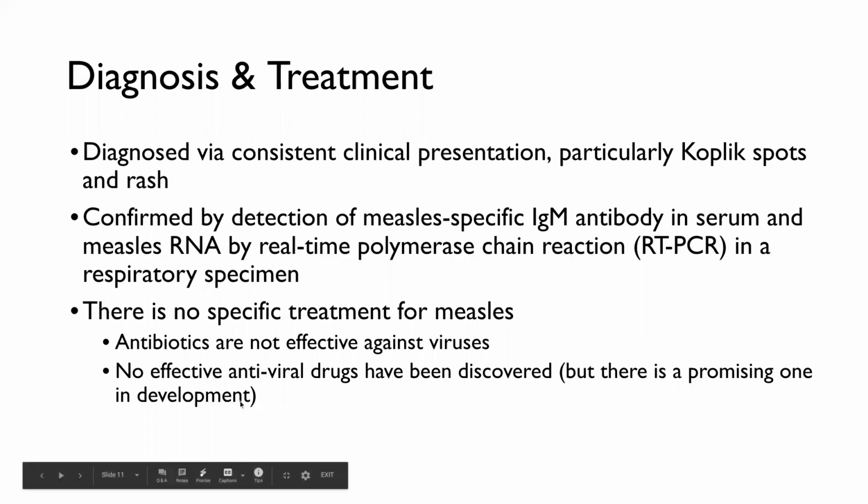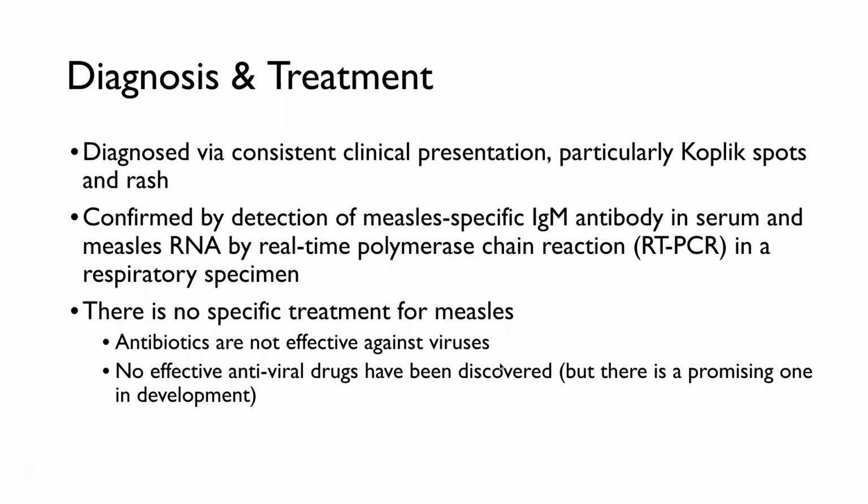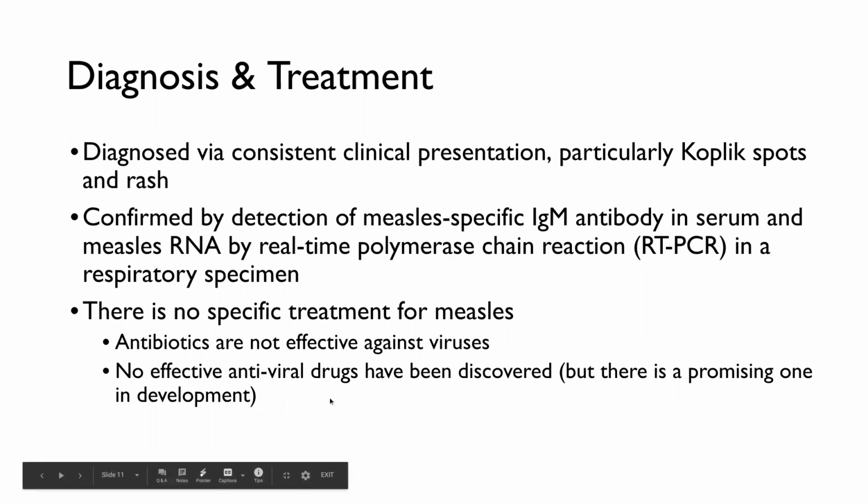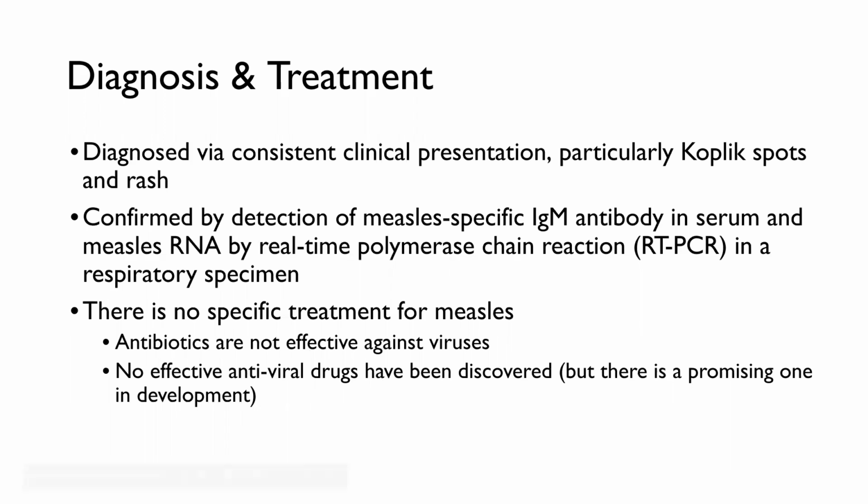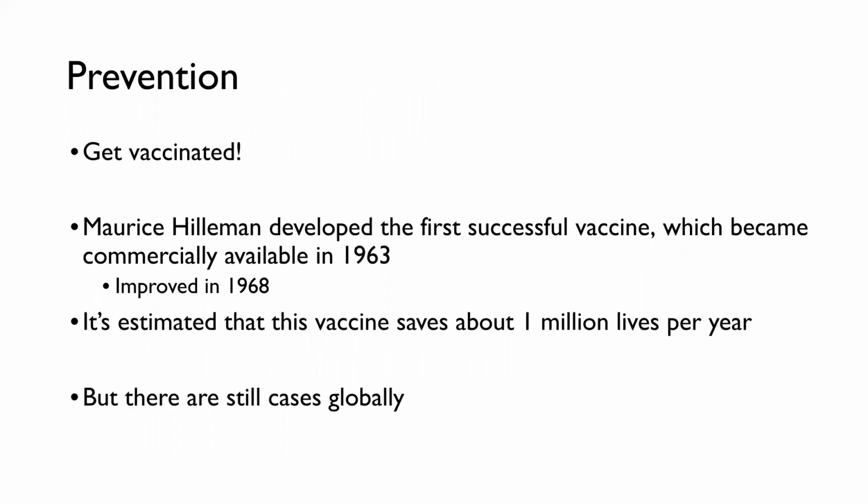And despite how prevalent measles is, there are no effective antiviral drugs that have been discovered, but there is a promising one currently in development for those people that do contract measles. But the prevention for measles, and the reason why there are not many meaningful medications for it, is vaccination. Vaccination is super, super effective for measles.